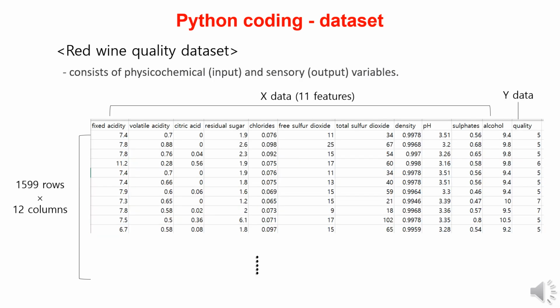Furthermore, in this coding example, we will work with a red wine quality dataset. This dataset contains both the chemical properties and sensory evaluation scores for 1599 samples of red wine. Specifically, among the 12 columns, 11 represent chemical characteristics of red wine, such as pH and acidity, forming the X data. The sensory evaluation scores are used as the Y data. Using this dataset, we will create code that simultaneously runs various artificial intelligence models to predict sensory evaluation scores from the chemical properties of red wine.